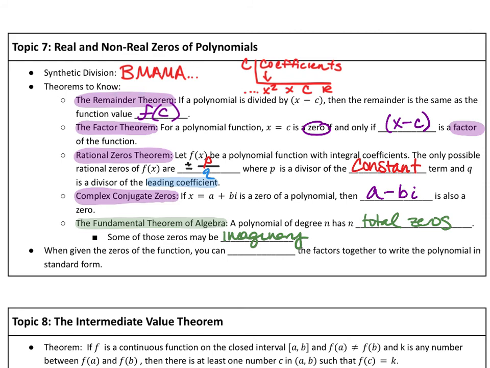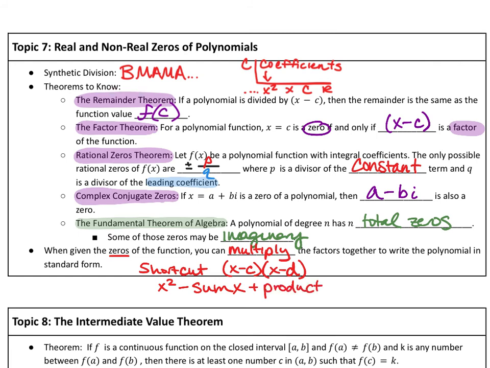Remember also working backwards, let's say we don't start with the polynomial itself and are looking for the zeros, but if we're given the zeros of the function, we can multiply the factors together to write the polynomial in standard form. For those of you who liked the shortcut that I gave that day, the shortcut to multiply any binomial times any other binomial is to FOIL it, multiply it, double distribute. It'll be x squared minus the sum of those values times x plus the product.